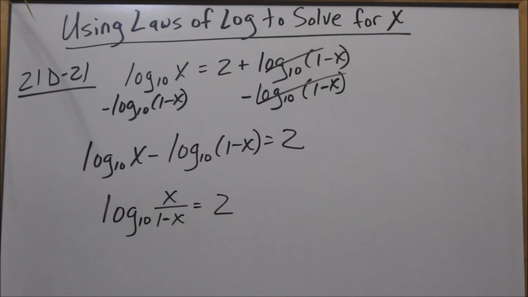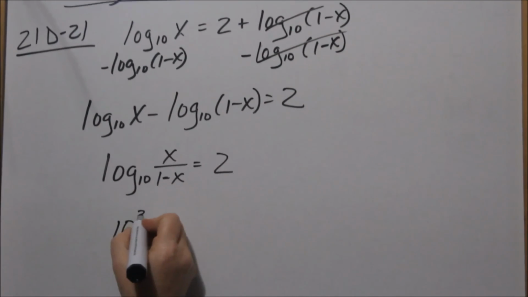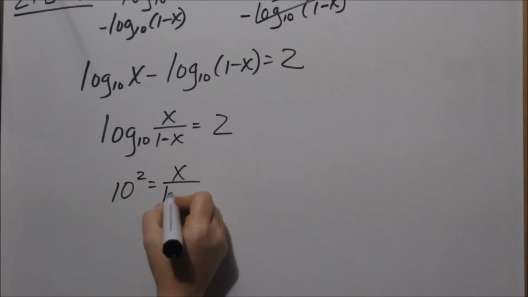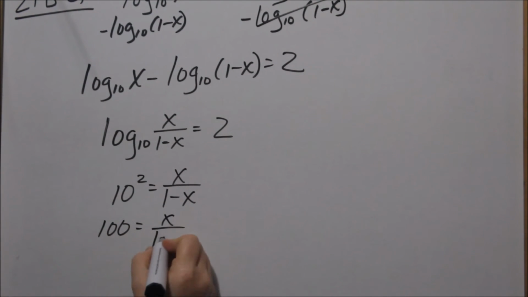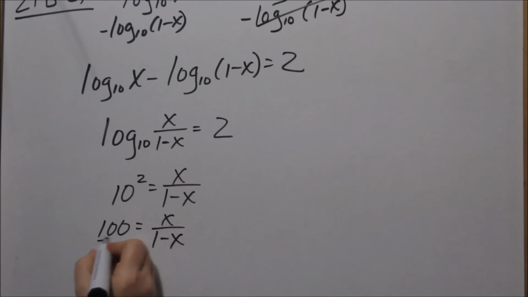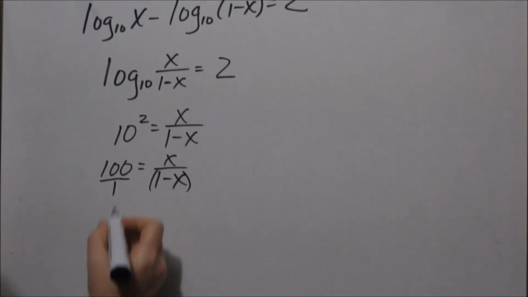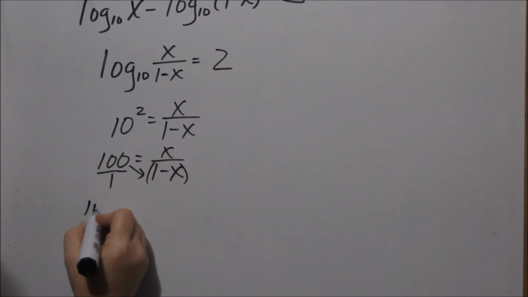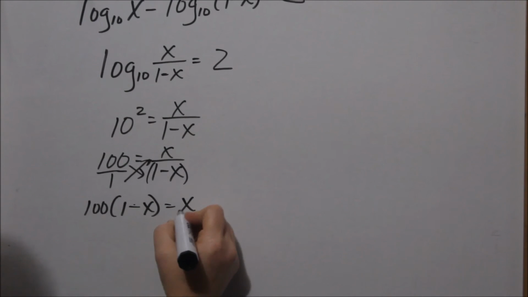In order to solve it, I need to get it out of log form, which means I need to put it in exponential form. This is my base 10. This is my exponent. 10 squared equals x over 1 minus x. 10 squared is 100. At this point, there's several different ways you can solve it. Whenever I have a fraction set equal to a fraction, I like to cross multiply, or you basically can just multiply both sides by 1 minus x. Same thing. So basically I'm going to have 100 times 1 minus x equals x.